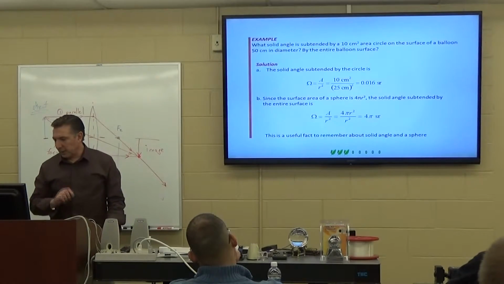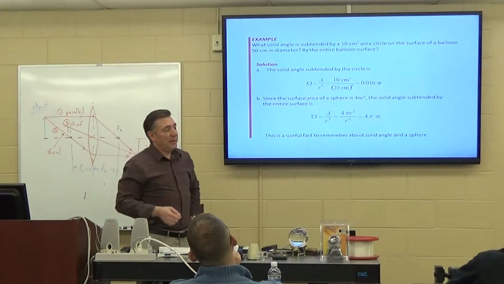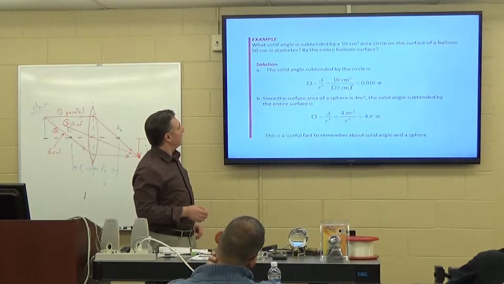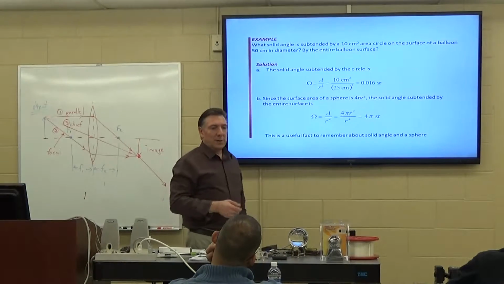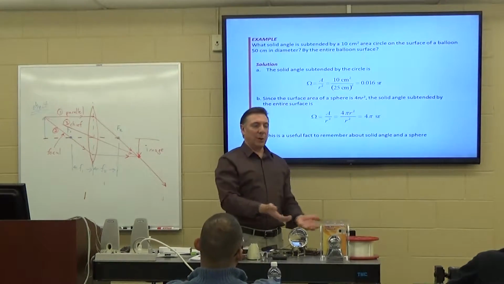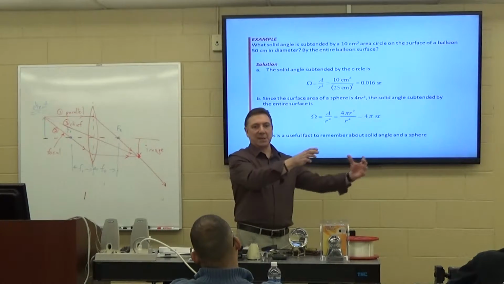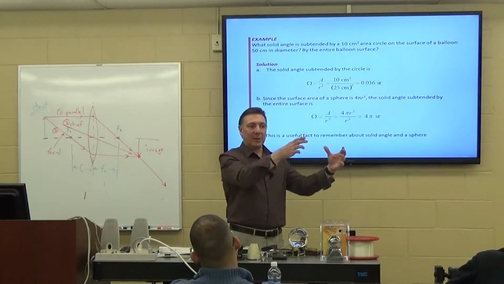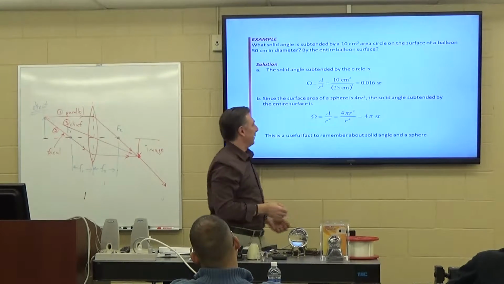So let's take a look at that. Example: what solid angle is subtended by a 10 square centimeter circle on the surface of a balloon 50 centimeters in diameter, and then by the entire balloon surface? You could also ask the question, if you consider Earth and you know the surface area of Alaska, what is the steradian angle created by the state of Alaska, if you want to look at it from a solid angle standpoint.